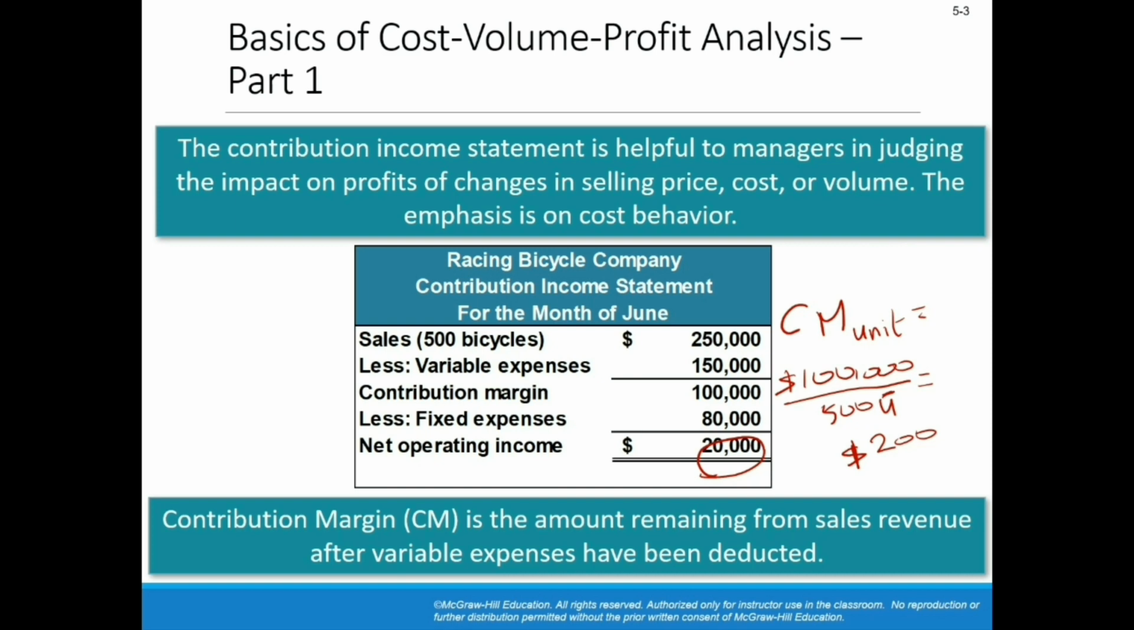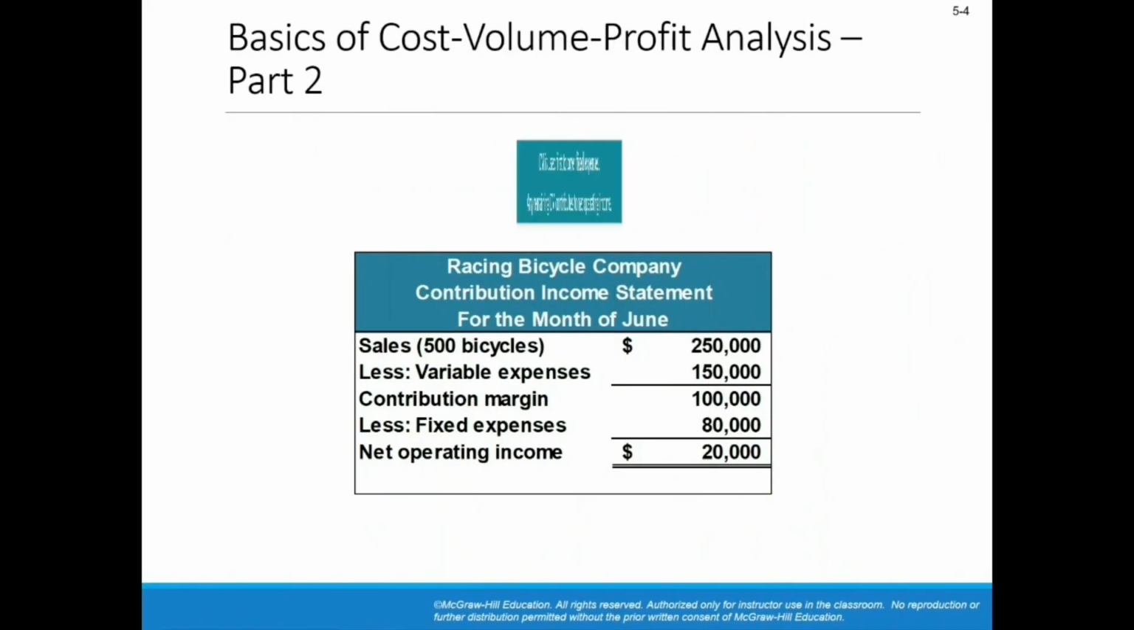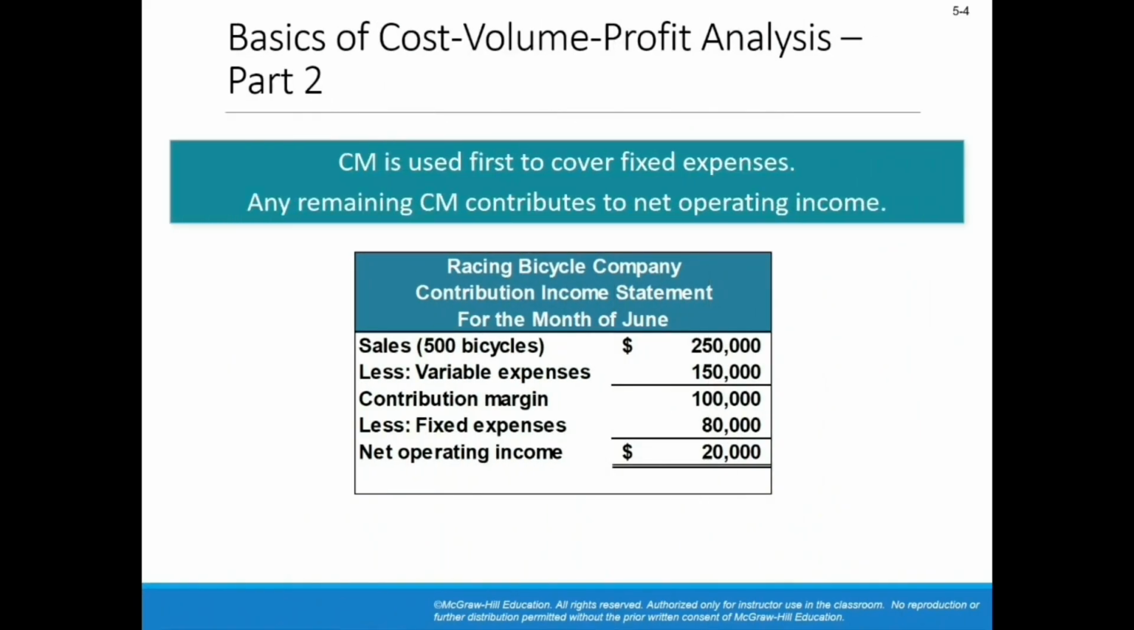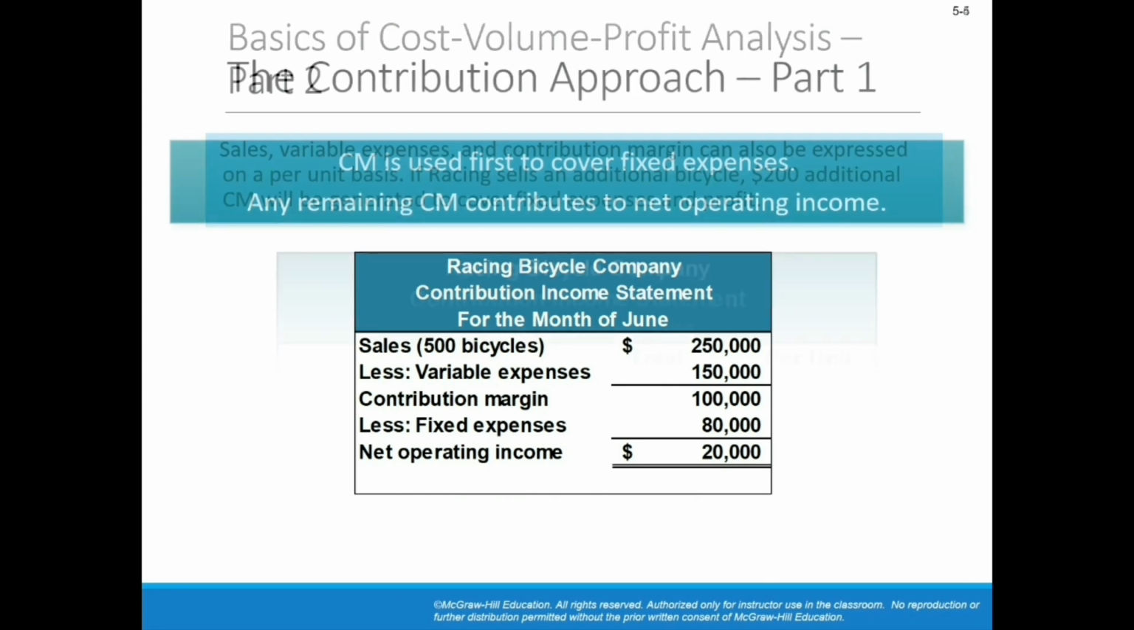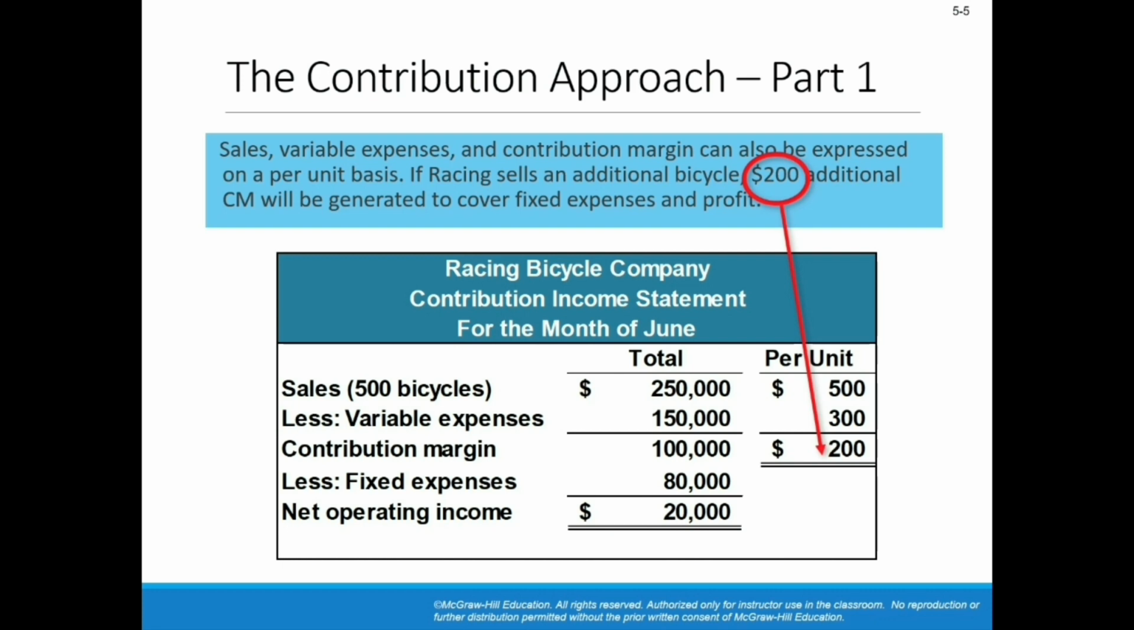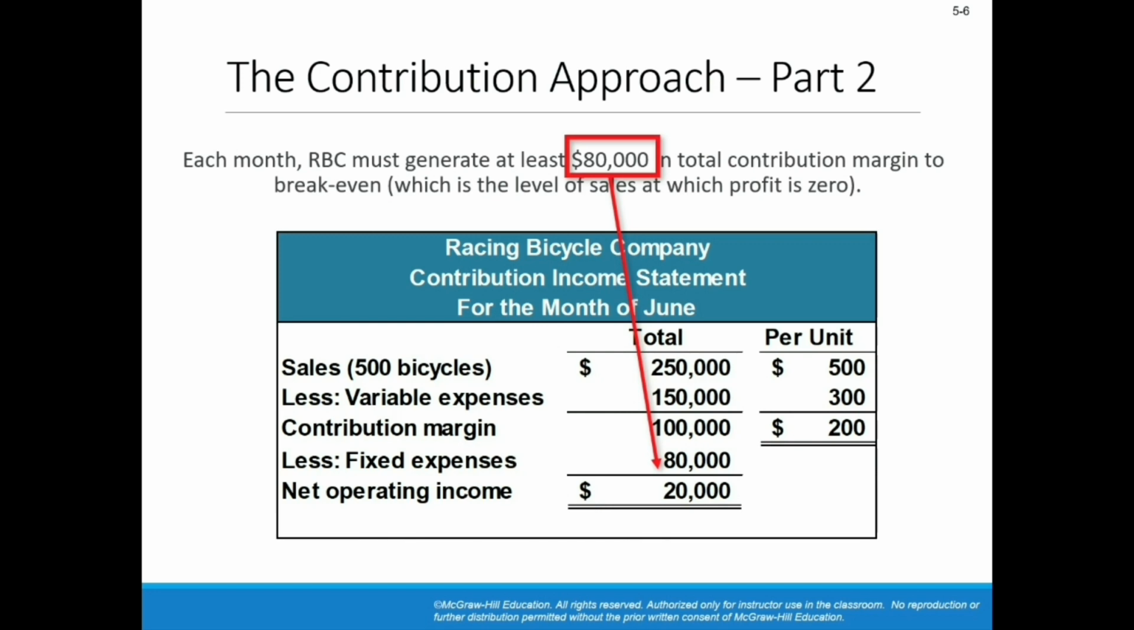Now, let's move. So, okay, here they're introducing the concept of CM. I already introduced that. And CM per unit, as you can see here, is $200, and we also introduced that. Okay, so fixed expenses. This is done.